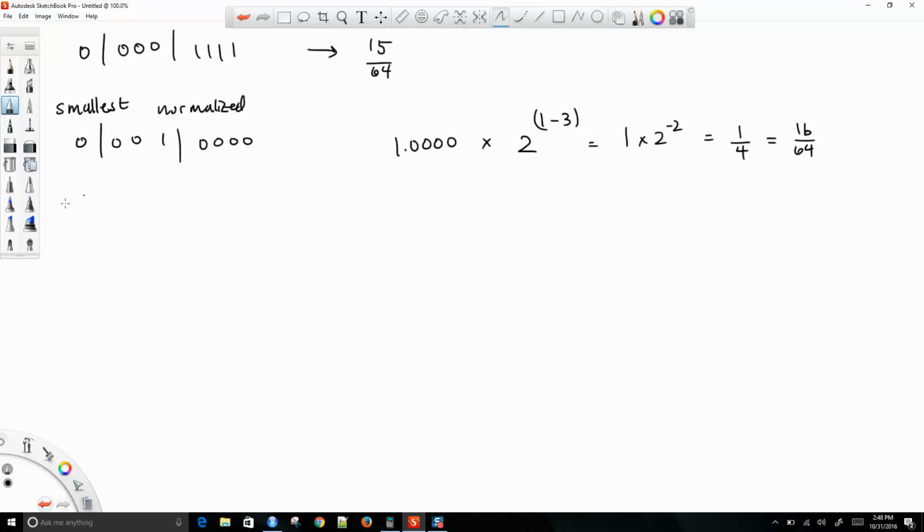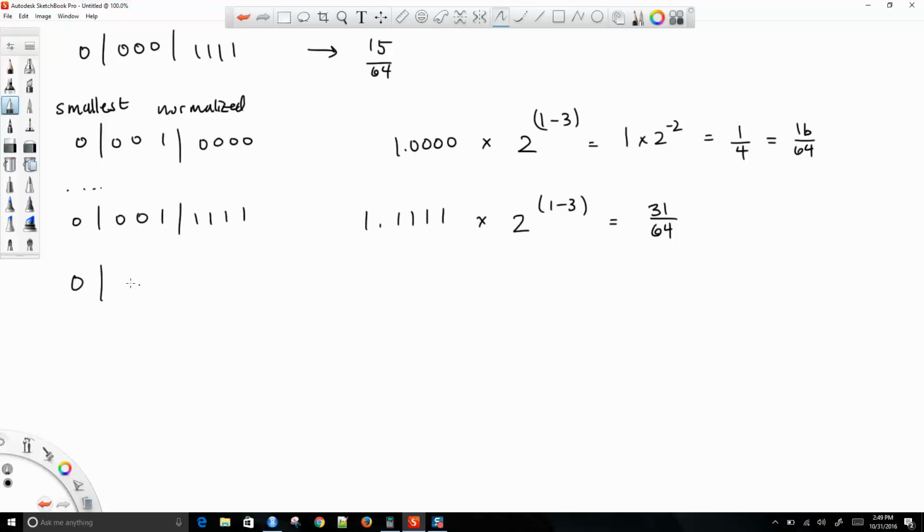Okay, and then we continue on, and the largest value with this exponent would be 1.1111 times 2 to the 1 minus 3. If you do the math, we would get 31 out of 64. Okay. All right, and let me just show you something interesting that happens at this point.